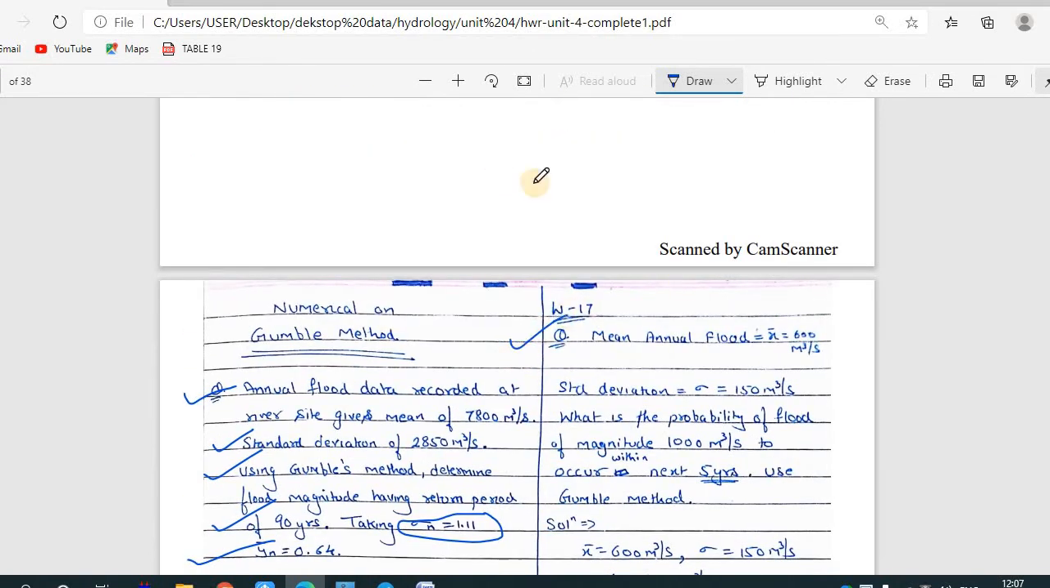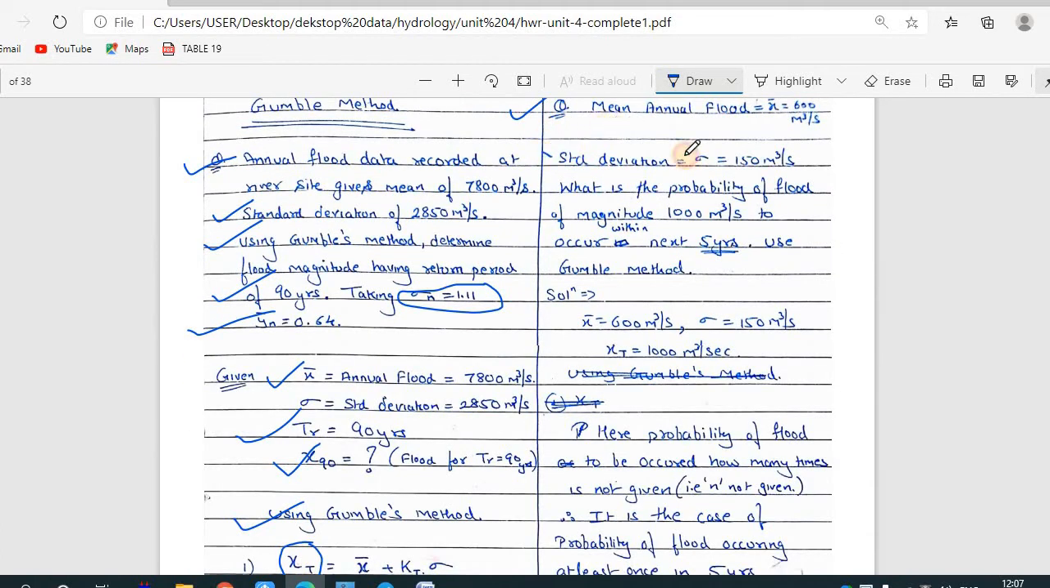Over here you can see that there is a mean annual flood given, which is your x bar value, which is coming out to be 600 meter cube per second. The standard deviation is also given as sigma equals 150 meter cube per second. Now what is the probability of a flood of magnitude 1000 meter cube per second? So here we need to calculate the probability.